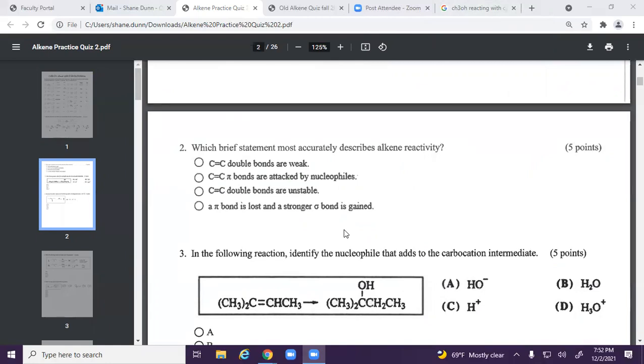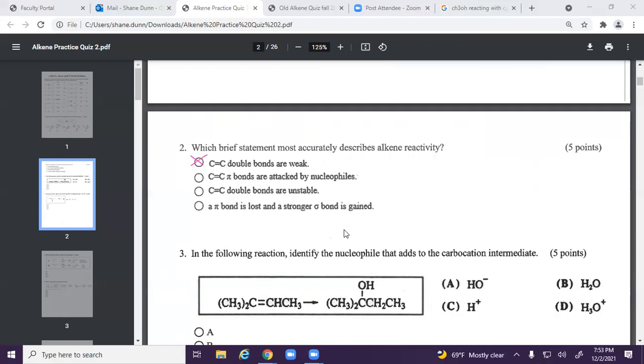Okay. Number two. Which brief statement most accurately describes alkene reactivity? So, what are stronger, single bonds or double bonds? Double bonds are stronger, right? There's two bonds there. It's twice as strong. This one is wrong.